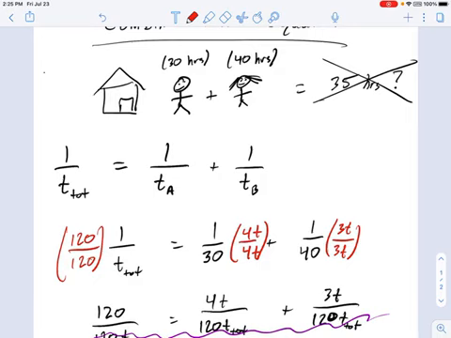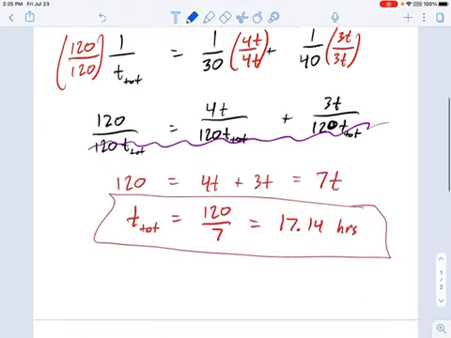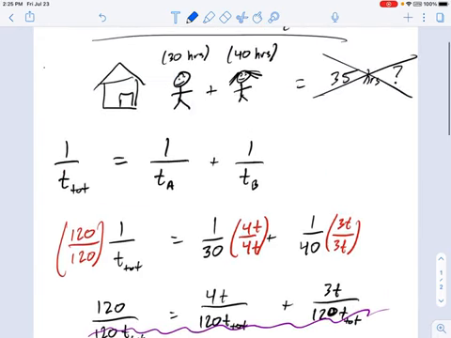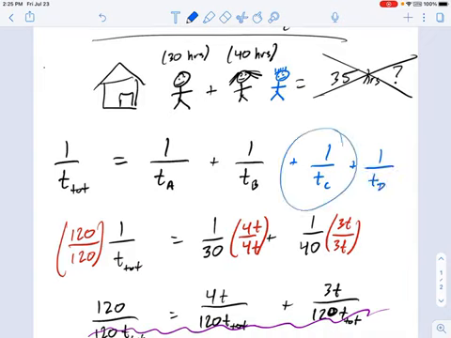Let's say they only had 12 hours to get it done. They just wanted to finish it in one day and crank this shed out. You could even have them add another person, say this new guy over here, Reginald. You could add more people to this equation until you get tired of adding people. You could have 4 people working, and every time you add a new person, you add a new fraction with their time on the bottom. So that's how the combined rates equation works.